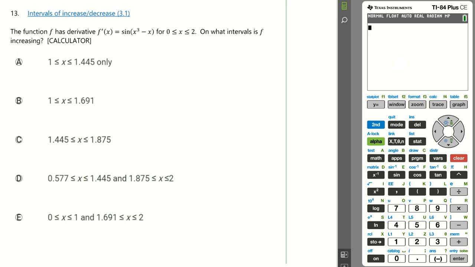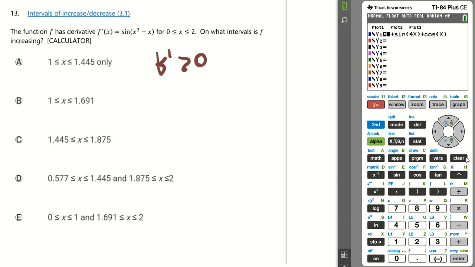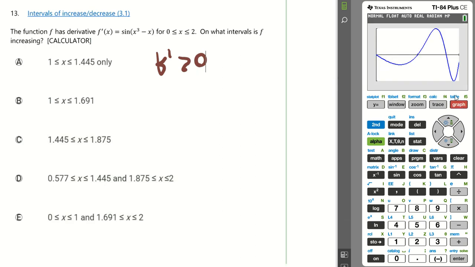Okay, well, you hear increasing, you want to think, oh, okay, increasing is where f prime is greater than 0. So I'm just going to use the calculator to produce a sketch of f prime. That's not it, but I can type it in, sine of x to the 3 minus x. Make sure I'm in radian mode. And I'm going to set the window to 0 to 2, and -1 to 1, sure. Okay.